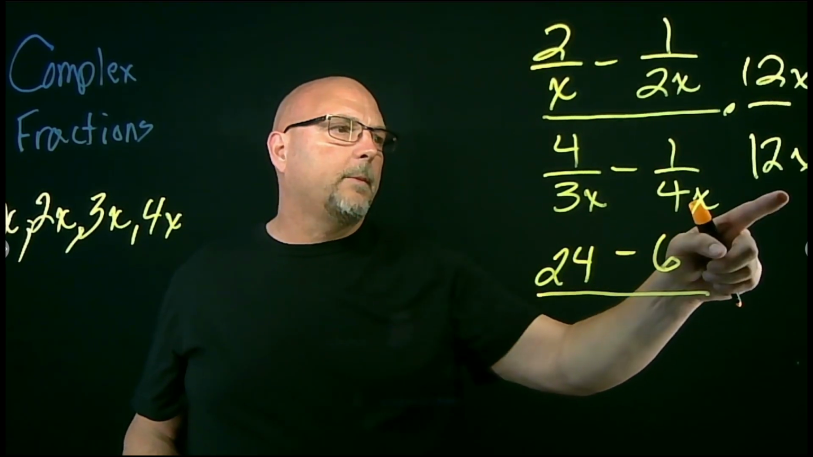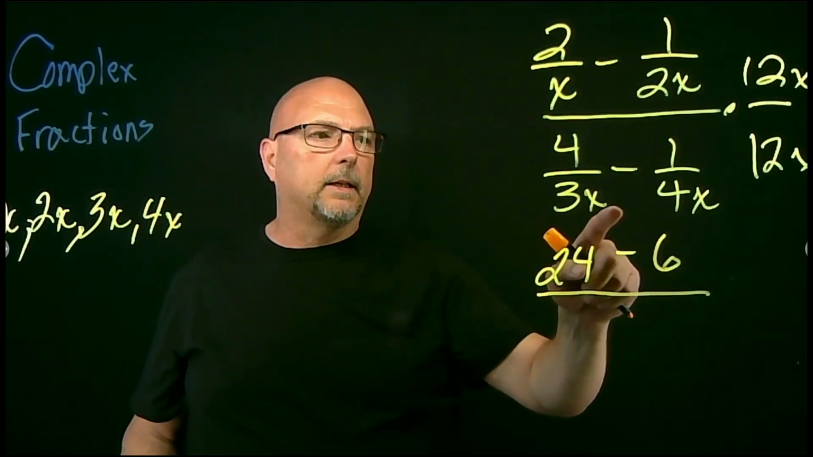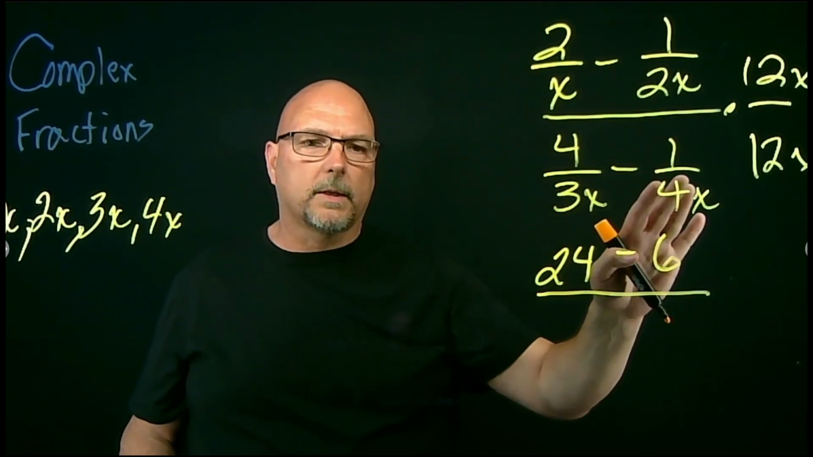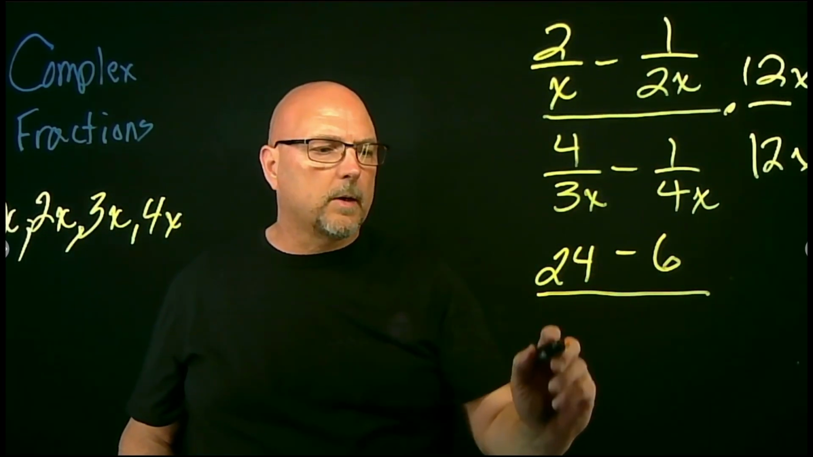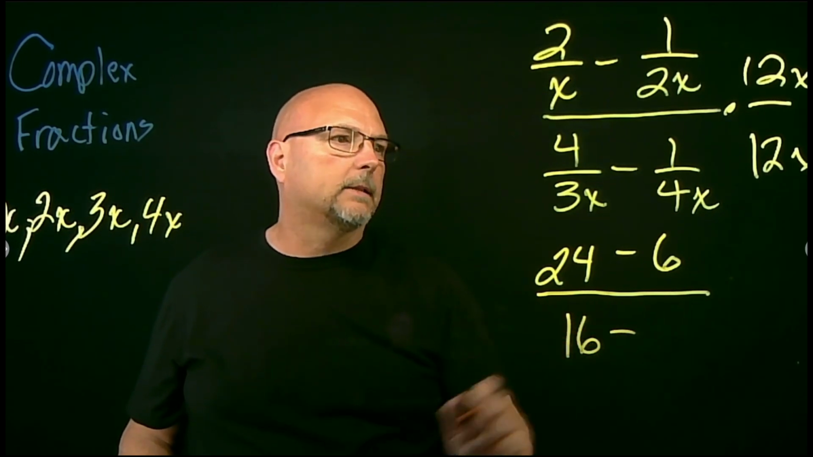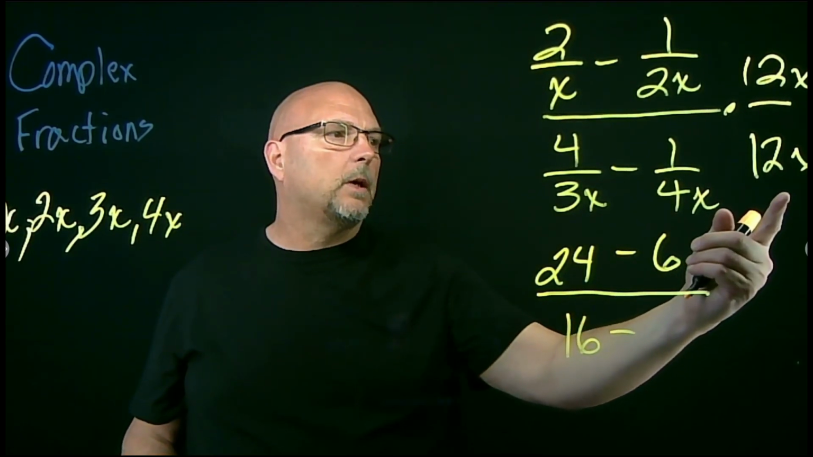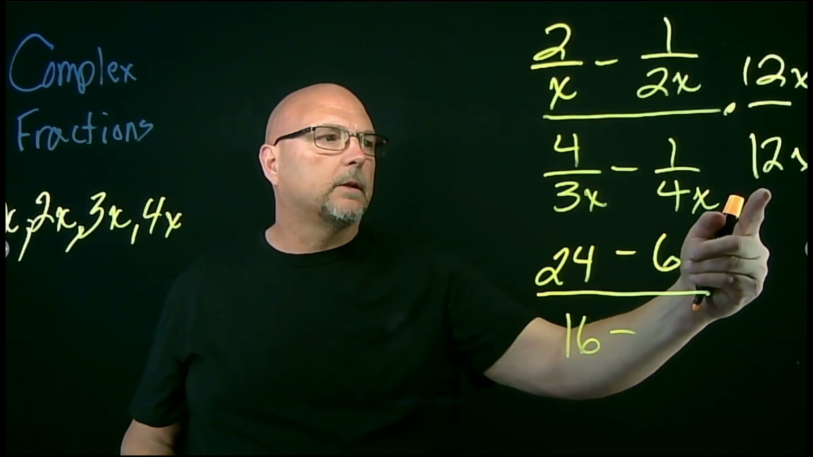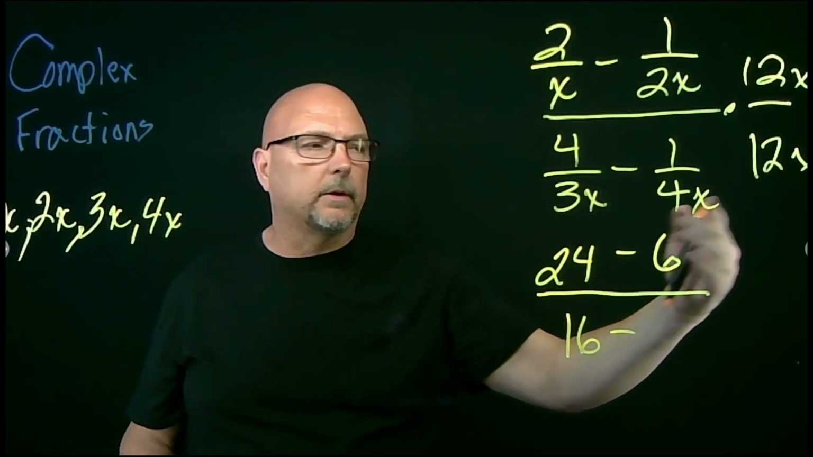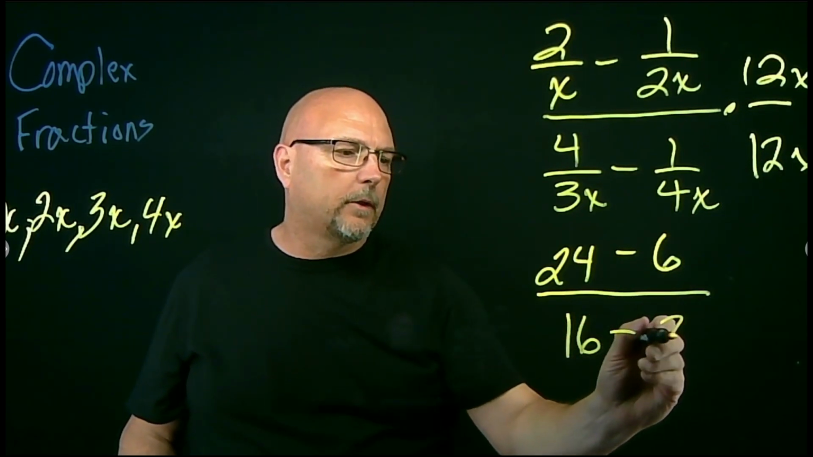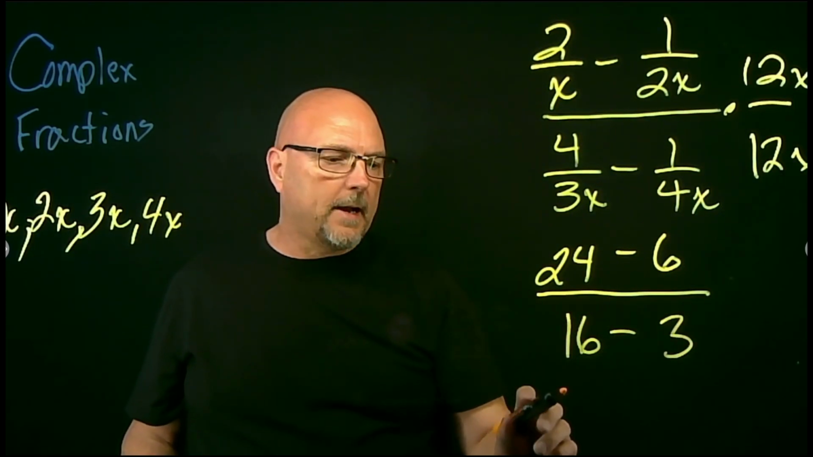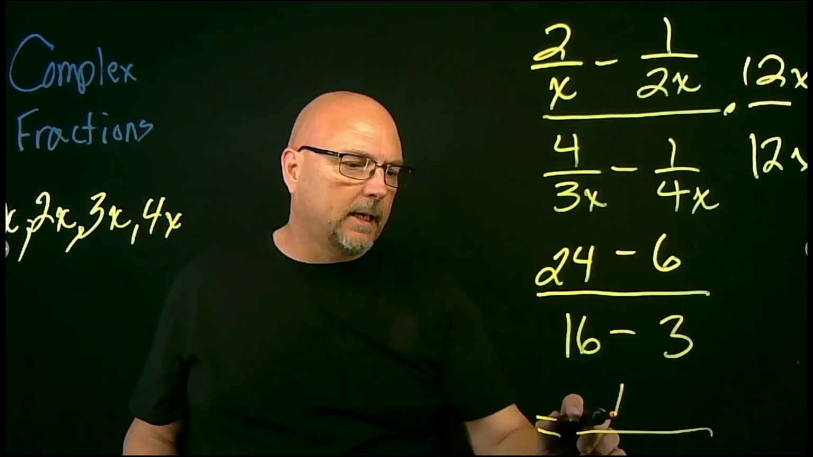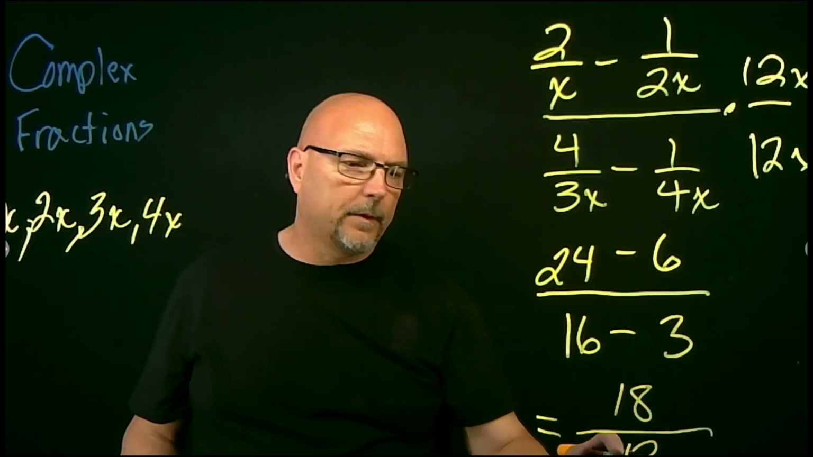Now we'll look at the denominator. I'm going to distribute this 12x on the denominator. So 3x goes into 12x 4 times, and 4 times 4, that would give us a 16. Then multiply 12x times 1 over 4x. 4x goes into 12x, the x's will cancel, and 4 goes into 12 3 times. So our final answer here is what, 18 over 13.